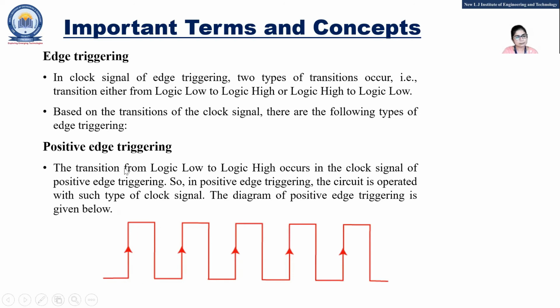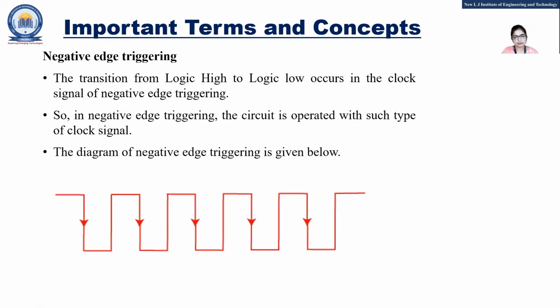This is known as positive edge triggering. As the clock signal is moving from low level to high level, that's why it's positive edge. And at that edge, the circuit will trigger. That's why the name is positive edge triggering.